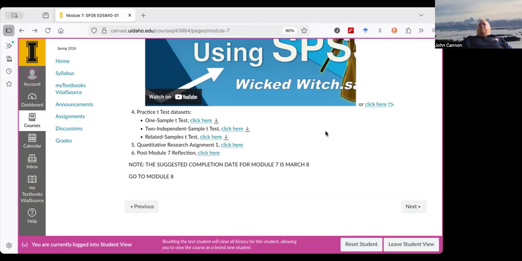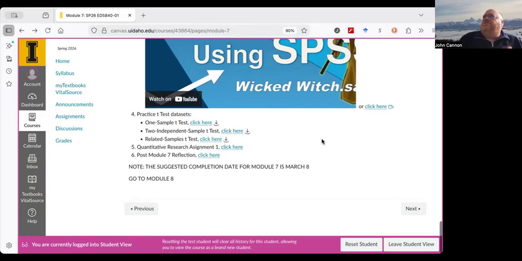And then there will be a break for spring break. The suggested completion dates will pick up after the University of Idaho spring break. And also, as we get into Module 8, we're close to the midterm. Please check your grades. Please check the points that have been posted. If anything is missing, please let me know.